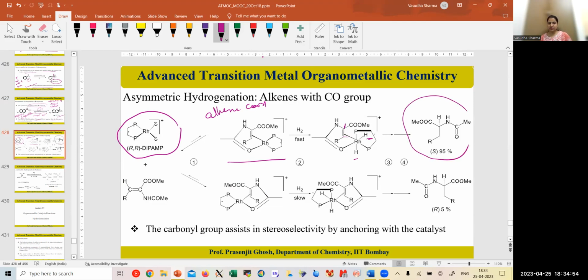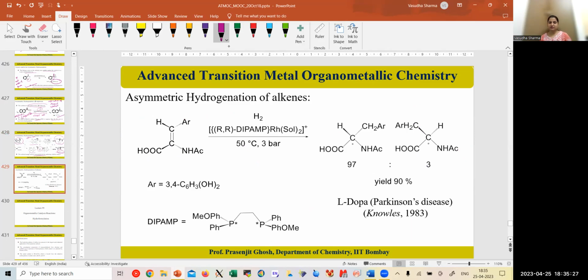Similarly, if we are going in this direction, the H2 step becomes a bit slow, and ultimately we will have an R form with only 5%. So the carbonyl group is actually assisting in giving us stereoselectivity by anchoring with the catalyst system. Here it is anchoring, so H and H can transfer, but the addition of this hydrogen over here becomes very difficult because of the anchoring position, and therefore the R form becomes a lesser number.